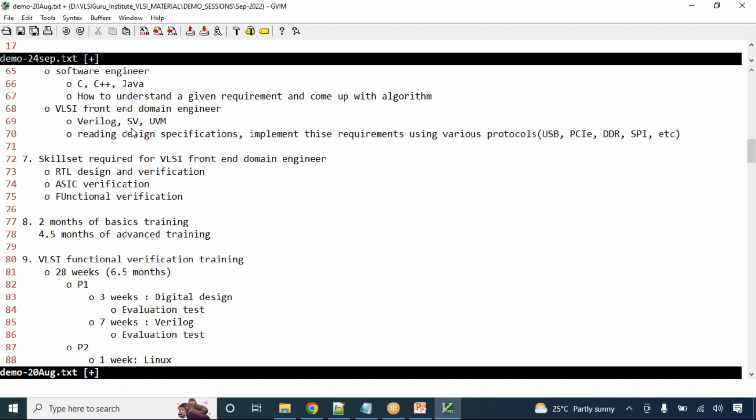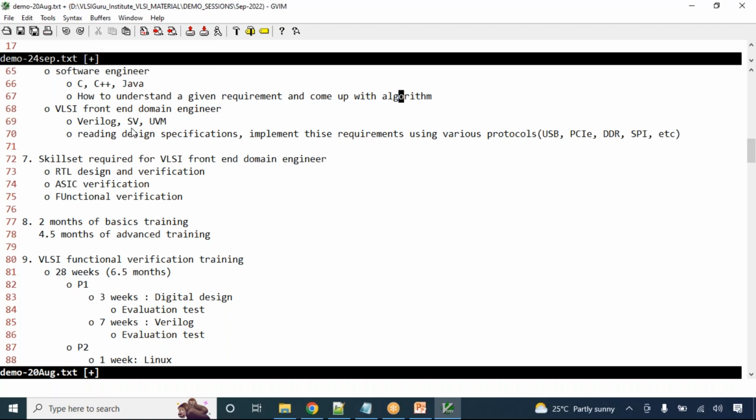So in front-end domain, it is very much programming-oriented job role. Back-end domain is more tool and technology. Tool means what? Using the software. Like what is meant by tool is, some of your mechanical engineering friends, or even in your first year, you would have done some engineering drawing.